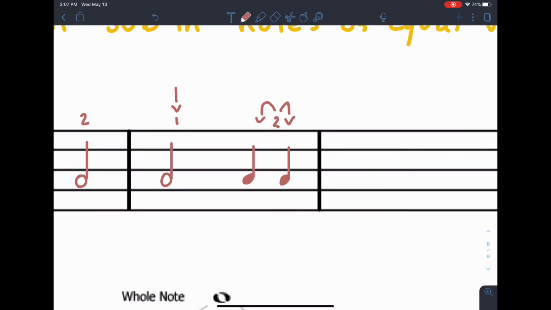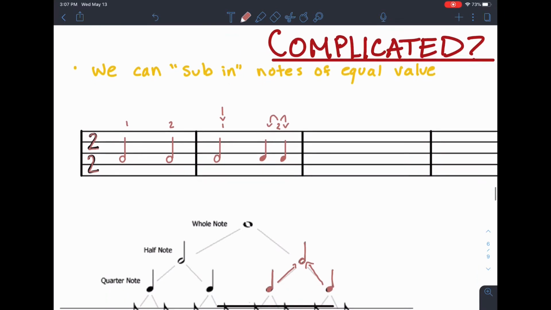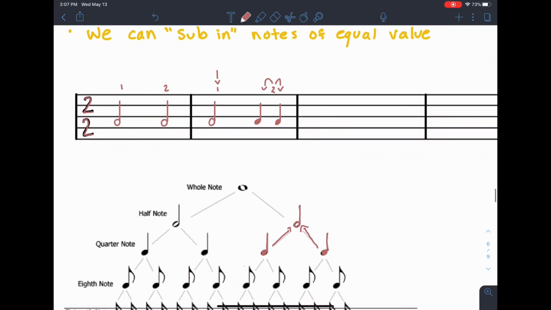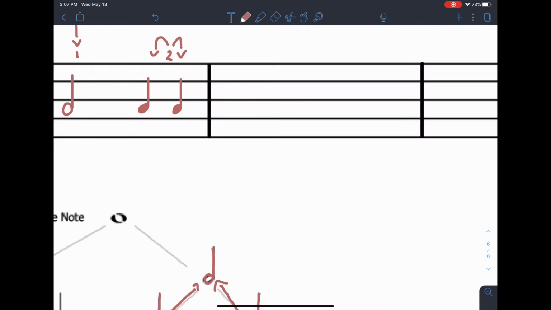I'm not going to talk about how to play just yet. In the next video, we're going to cover sight reading and how to read music. But now we're just talking about the technicalities. We can sub in 2 quarter notes into this half note. All right, let's try another example.